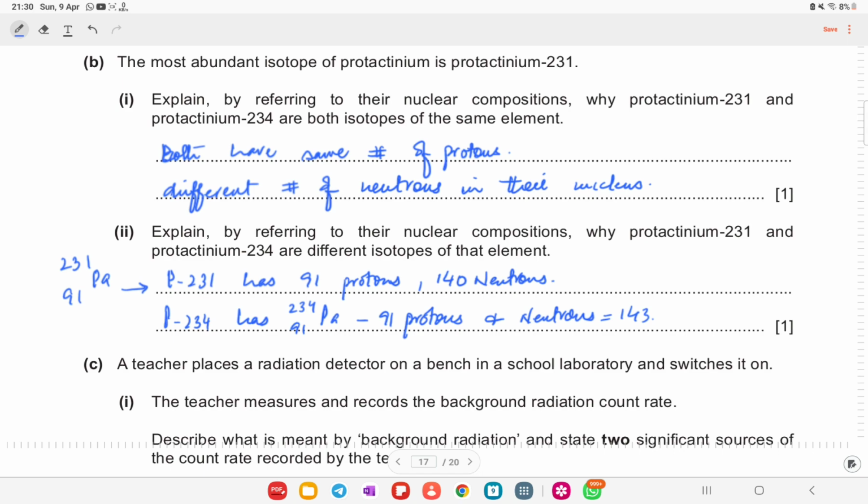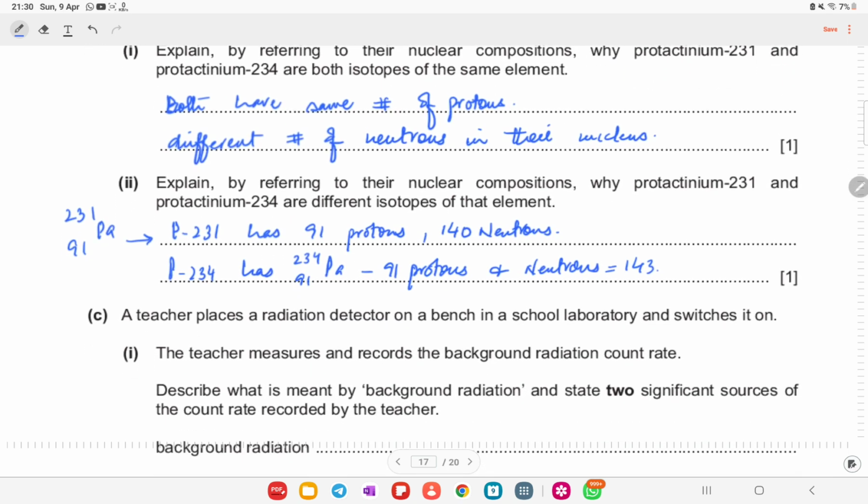Explain by referring to their nuclear composition why protactinium 231 and protactinium 234 are different isotopes of the element. Now you see in the case of 231, it has 91 protons and 140 neutrons. You subtract 91 from 231 and you get 140. In the case of 234, it again has the same number of protons, which is 91, and the number of neutrons is different. 234 minus 91 is going to be 143.